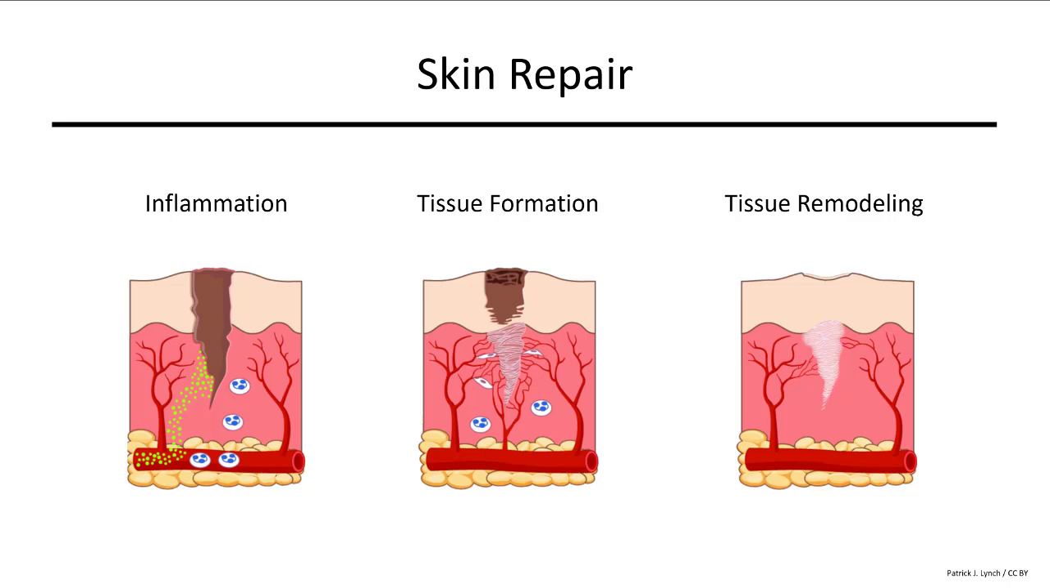Then we have tissue formation. Here we have fibroblasts making new fibers, trying to reconnect, make more collagen, make more elastin, and slowly we can see a scab regressing as we are healing it from the deep layer to the more superficial. And finally, tissue remodeling. Even after the scab is long gone, there's going to be some remodeling or changes within the skin to solidify it and make it a lot stronger.